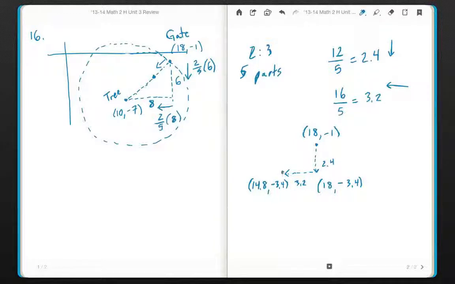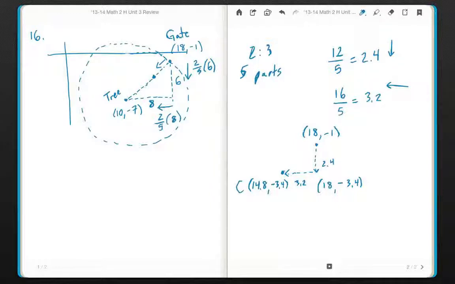So that means these are the coordinates for the new center of the circle. Okay, and I'll just call that C. So the new center is at 14.8, -3.4, no longer centered at the tree. All right. So the gate is on the edge of the circle. This would be the center.